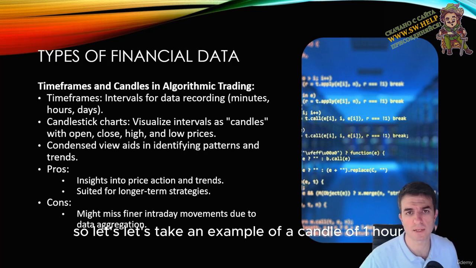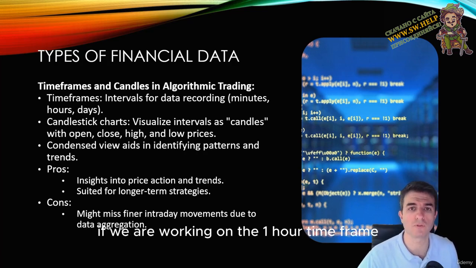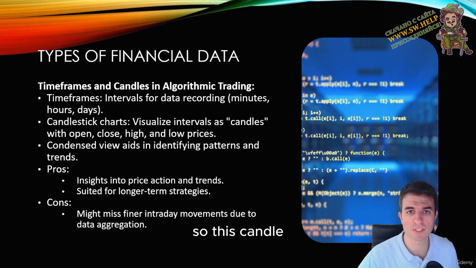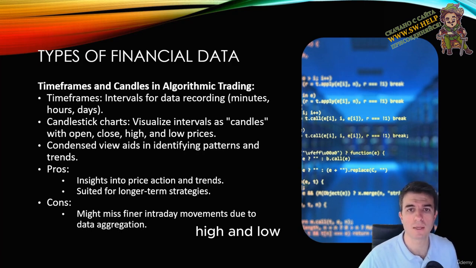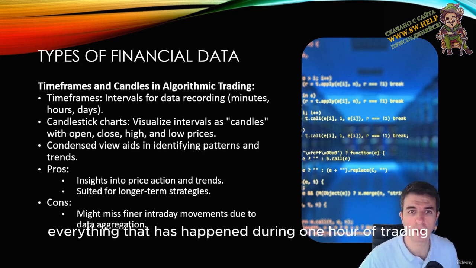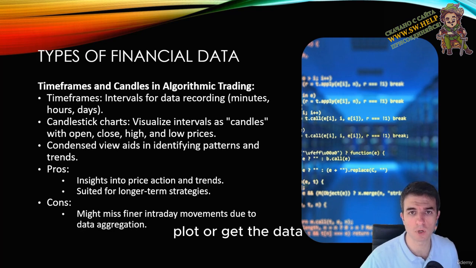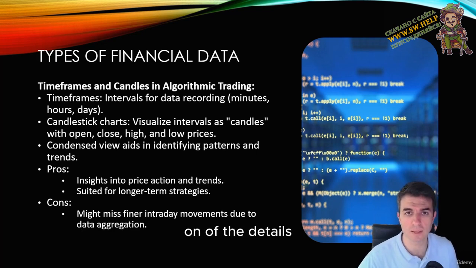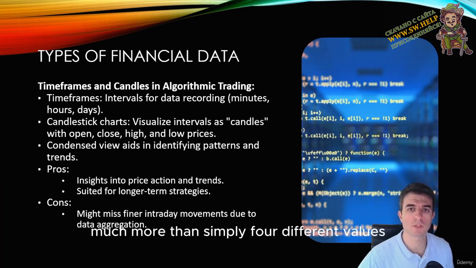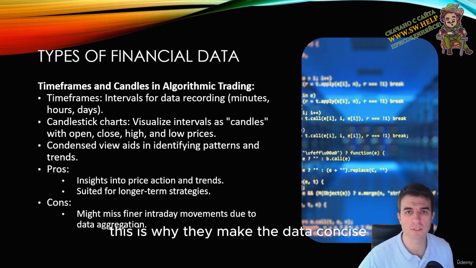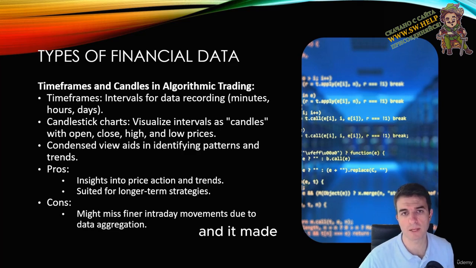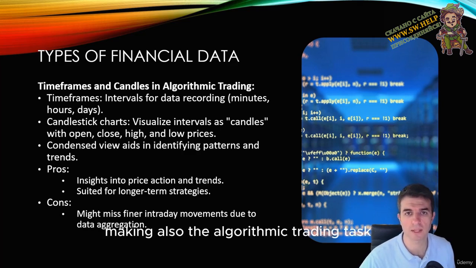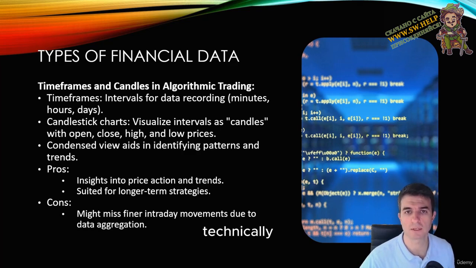So let's take an example of a candle of 1 hour, if we are working on the 1 hour time frame. This candle is represented by 4 values: open, close, high, and low. And it represents everything that has happened during 1 hour of trading. While if you want to plot or get the data of the details, it's definitely going to be much more than simply 4 different values. This is why they make the data concise, they reduce the noise, and they save space, and it also makes algorithmic trading tasks much easier technically.